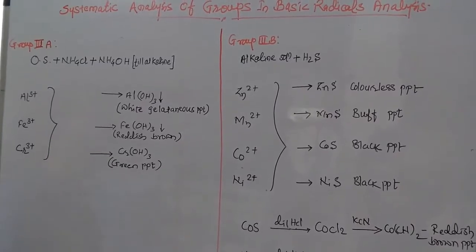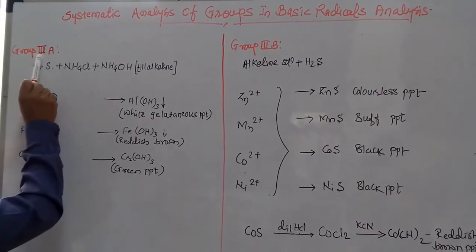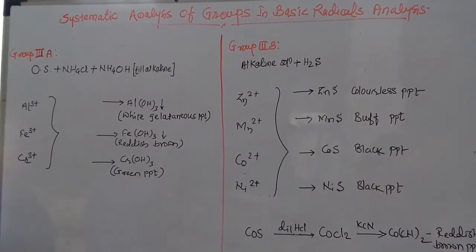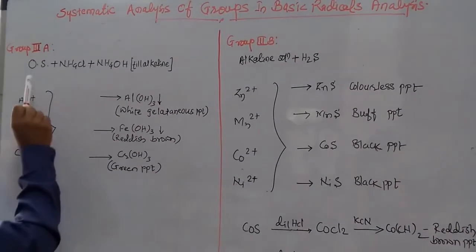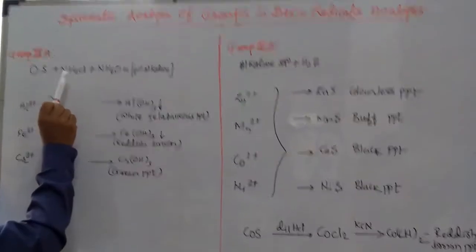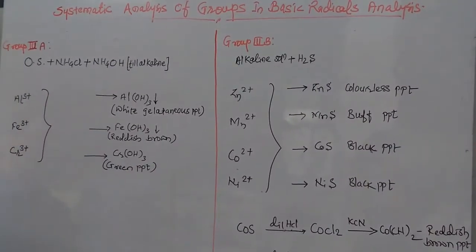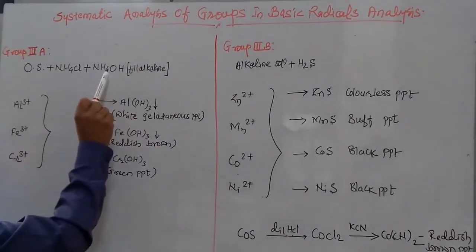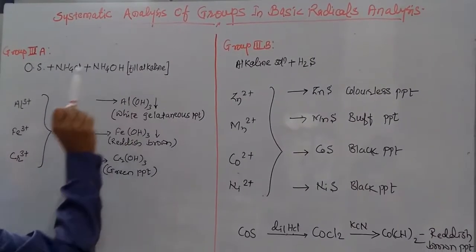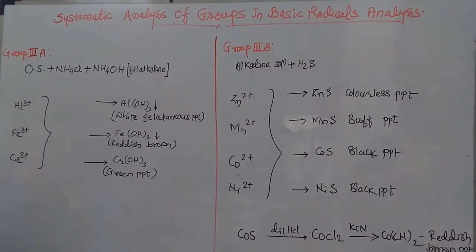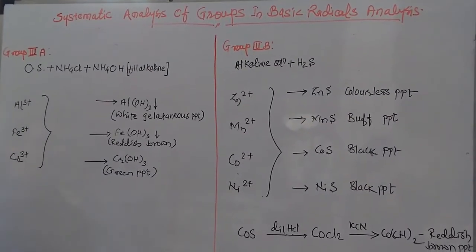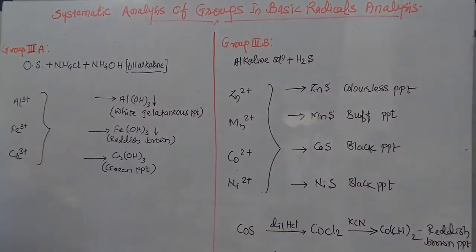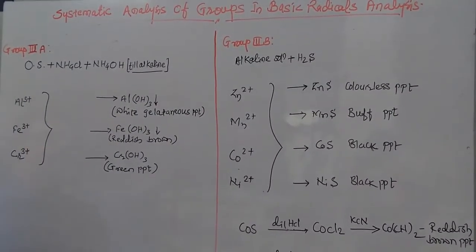Now we will study analysis of group 3A. The test for group 3A radicals is original solution plus NH4Cl plus NH4OH. This NH4OH solution is added till the total solution becomes alkaline. This alkaline solution can be tested by using red litmus paper.